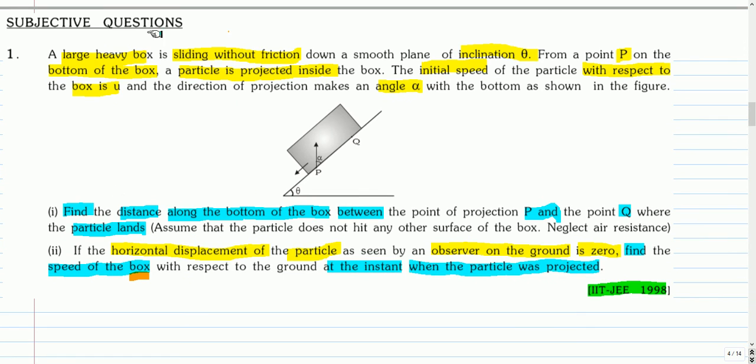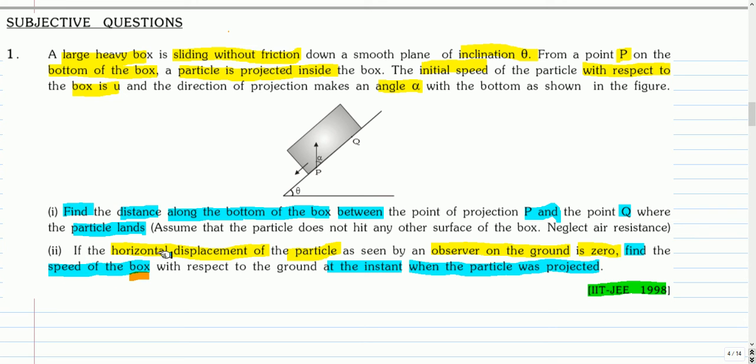This is the next question. A large heavy box is sliding without friction down a smooth plane of inclination theta. From a point P on the bottom of the box, a particle is projected inside the box. The initial speed of the particle with respect to the box is u, and the direction of projection makes an angle alpha with the bottom as shown in the figure. Find the distance along the bottom of the box between the point of projection P and the point Q where the particle lands, assuming the particle does not hit any other side of the box. Neglect air resistance.